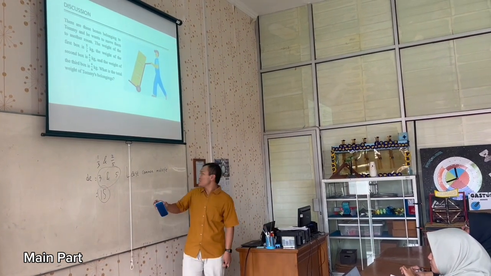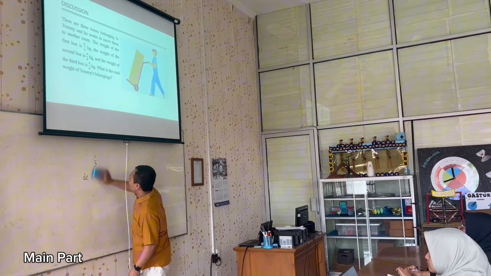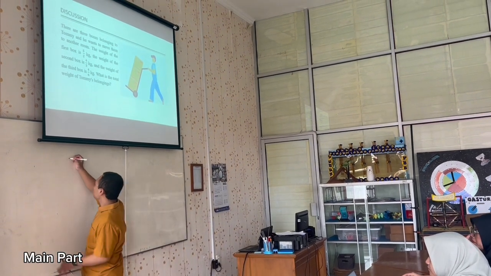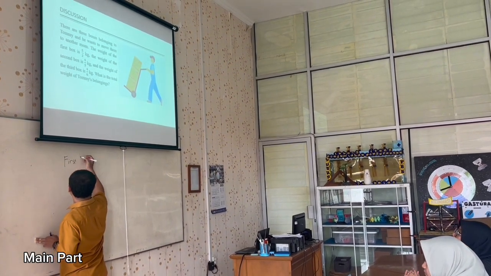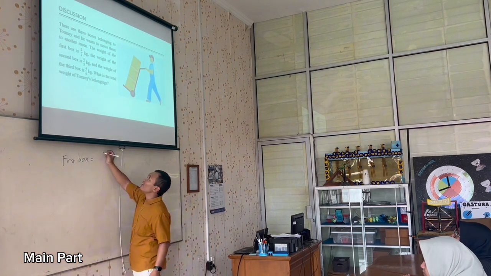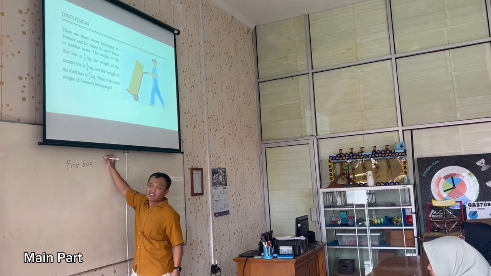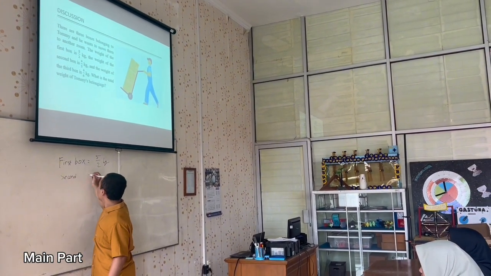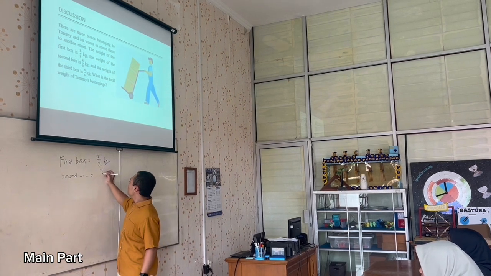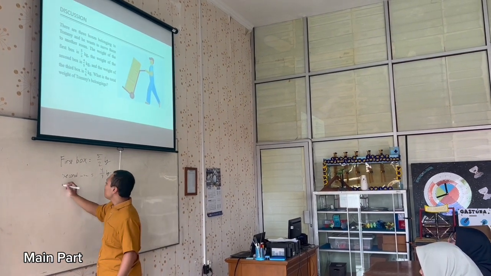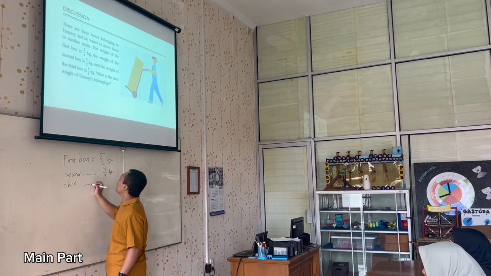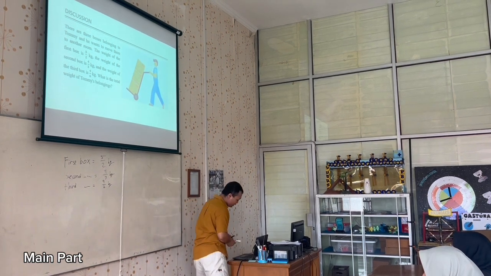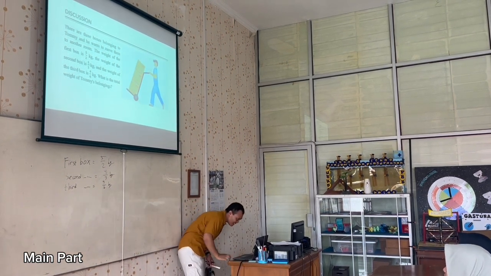Okay, the first step is we write down the information that we know in this question. The first box, how much is the weight? 5 over 2 kgs. The second box, 4 over 3 kgs. The third box, 4 over 6 kgs. Okay.